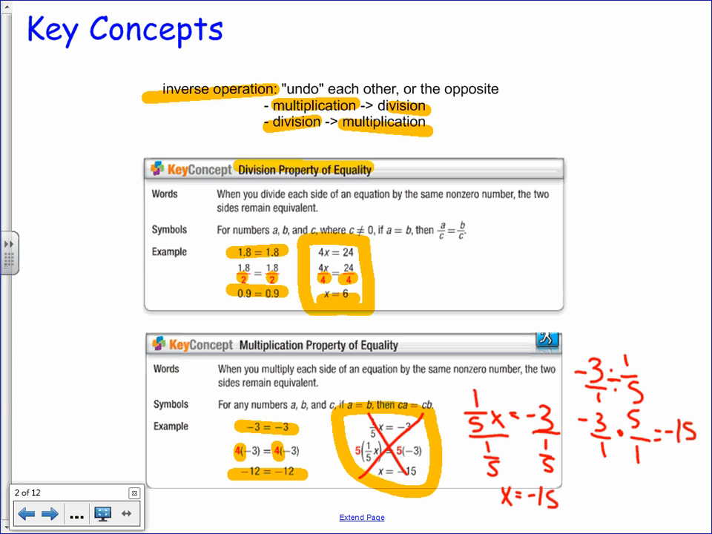But basically what we need to pull from both of these is what you divide on one side, you have to do to the other. Again, what you do to one side, when you multiply one side, you have to multiply the other. Okay?